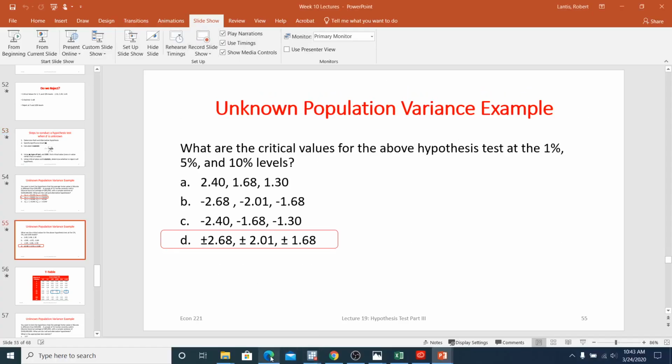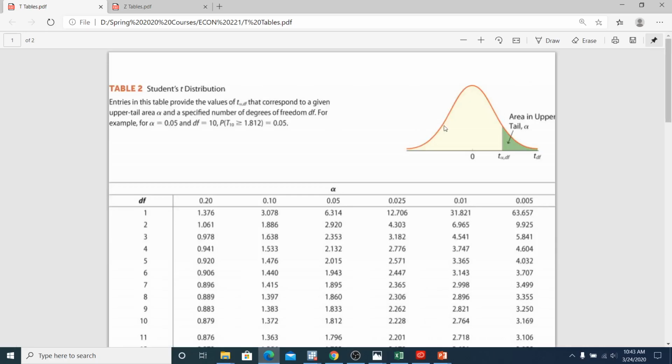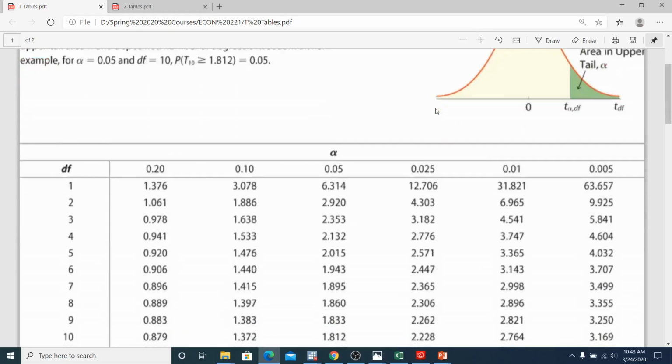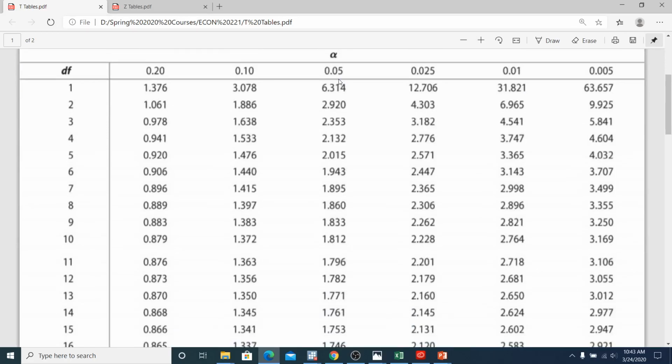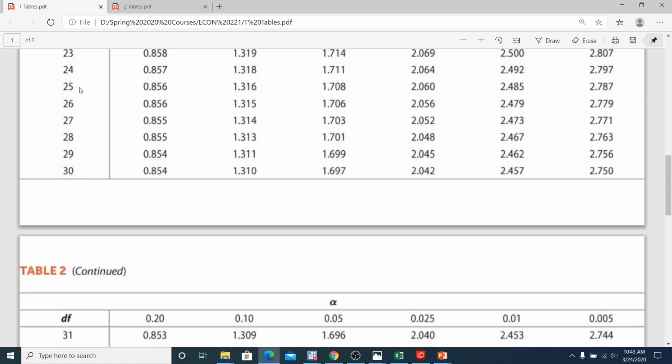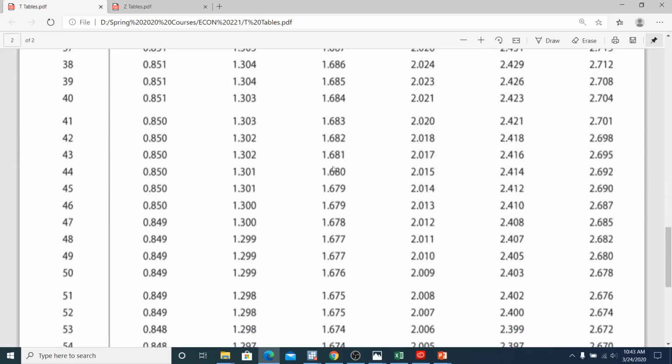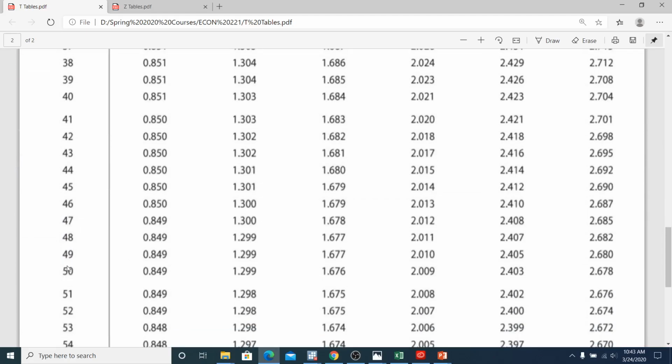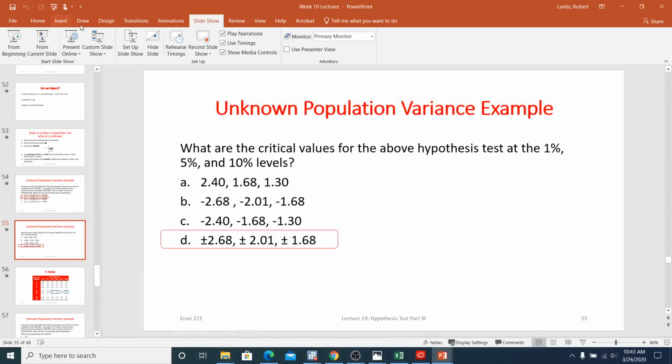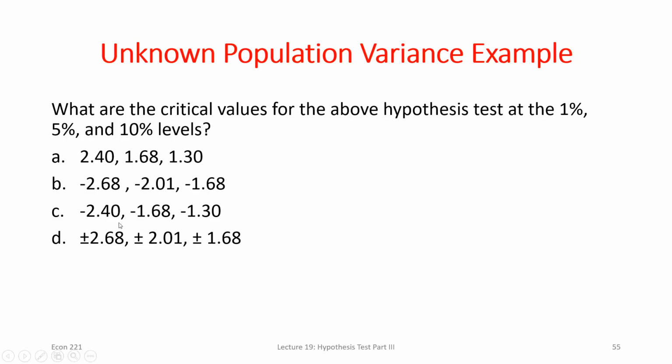So let's go to our t-table. The area I wanted in the tail was alpha over 2 for a two-tailed test, so 0.05. My sample size was 51, so my degrees of freedom would be 51 minus 1, or 50. So you go down here, 0.05, degrees of freedom 50. 1.676 would be my critical value, which rounds to 1.68 here.